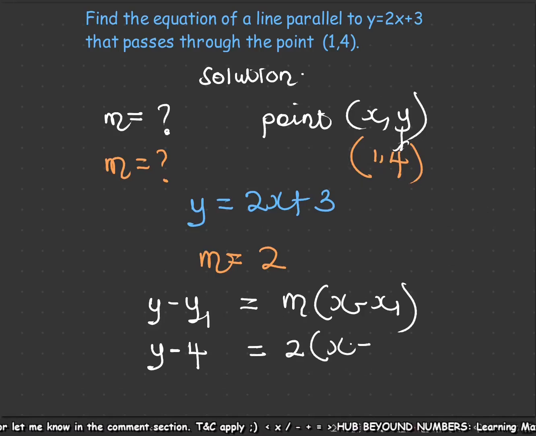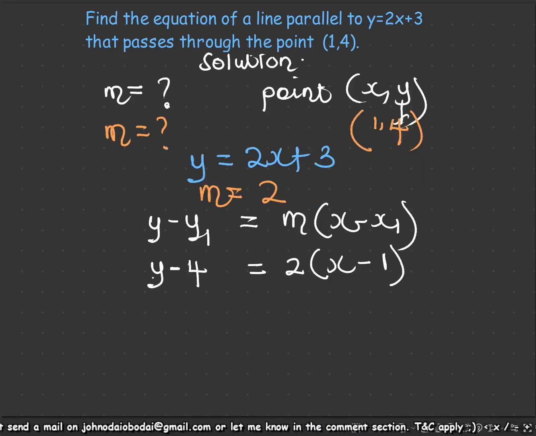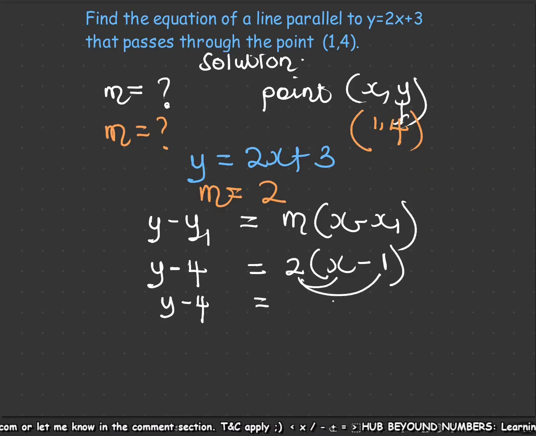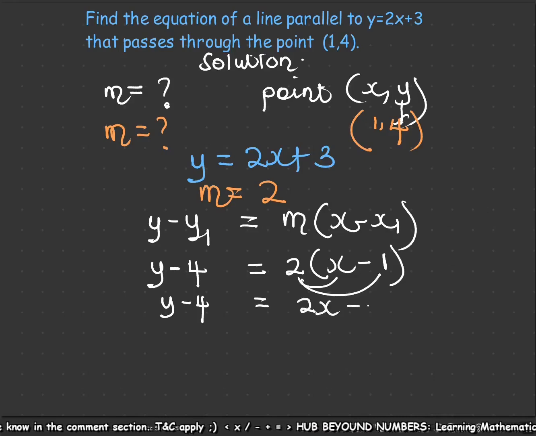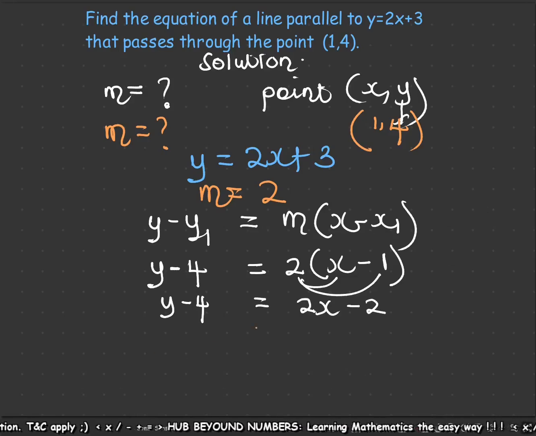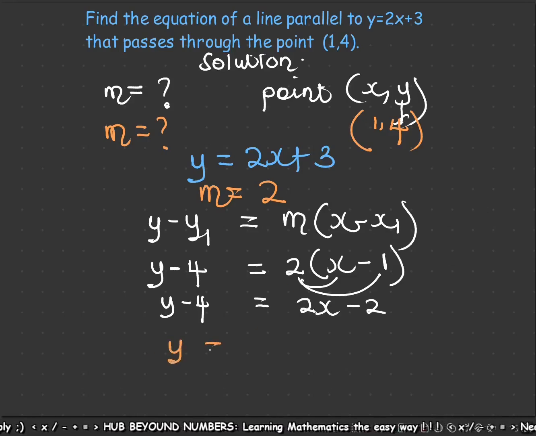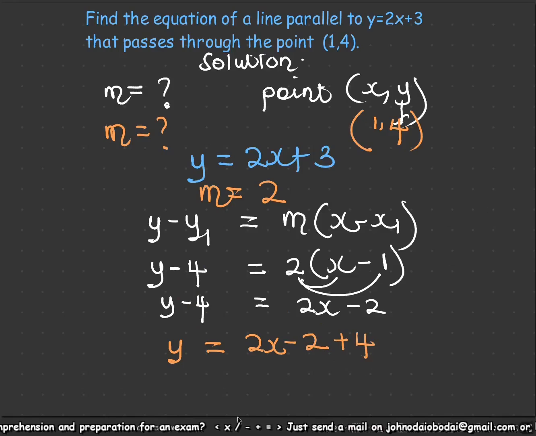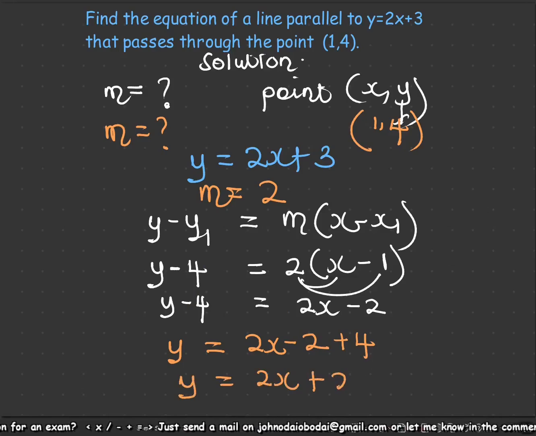This is the x value you have here, so that is 1. Expanding our bracket, we get y minus 4 equals 2x minus 2, multiplying through. Making y the subject, we have y equals 2x minus 2, then our negative 4 joins that to be positive 4. Simplifying, we get y is equal to 2x plus 2.